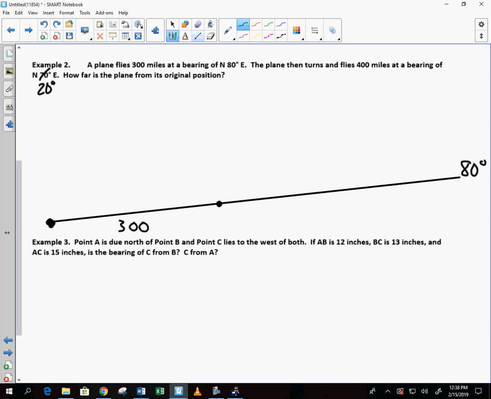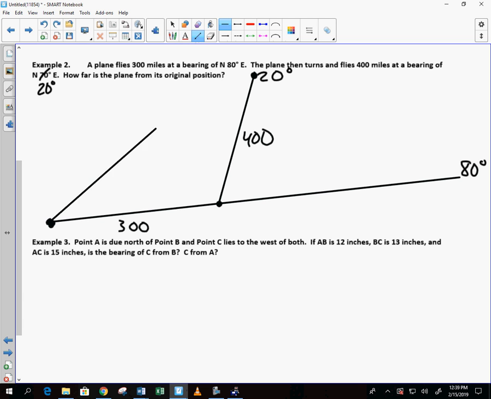Okay, then the plane turns and flies 400 miles north. So I'm gonna. Is this north 20 degrees east? What is this? So that's 20 degrees, and that's 400 miles. So we're wondering how far is the plane from where it originally started?